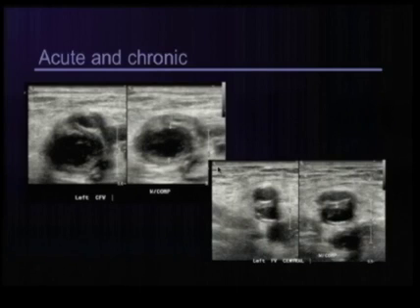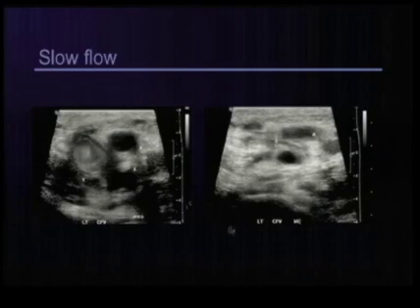Here's an example of acute and chronic. You can see that the vein is much larger than the artery, it is distended, it does not compress, and there is some hypoechoic material within the vessel lumen. But in addition, the vein walls are thickened, limiting compression somewhat, and are echogenic. So this is a patient with chronic changes from prior thrombosis who also acutely thrombosed.